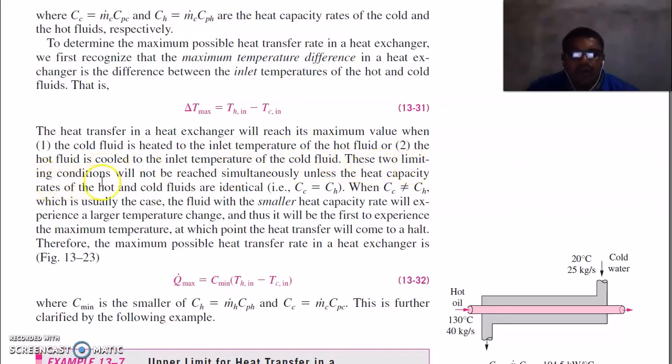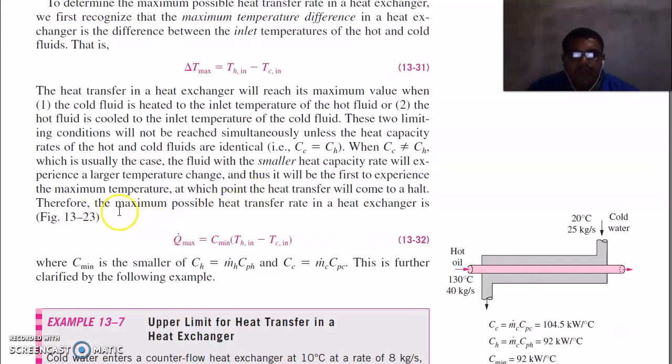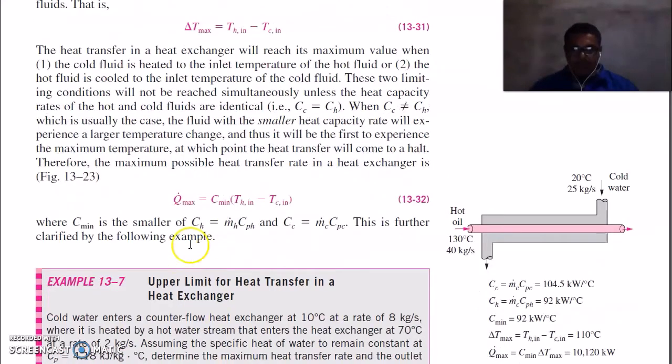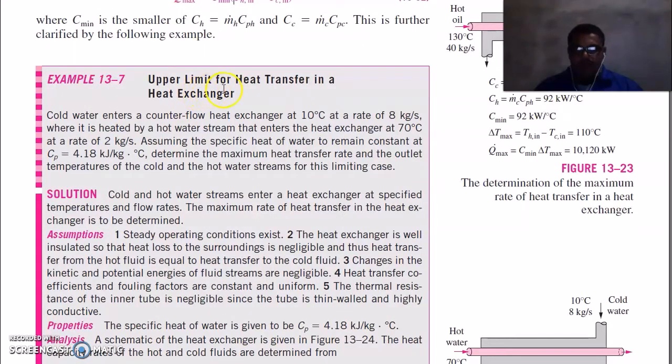These two limit conditions will not be reached simultaneously unless the heat capacity rates of hot and cold fluids are identical. Therefore, the maximum possible heat transfer rate in a heat exchanger is equal to Q maximum equals C minimum, the smaller heat capacity rate of the two fluids, times T hot in minus T cold in. Now we had taken C minimum. Why had we taken C minimum here? Now this is further clarified in the following example. It gives the upper limit for heat transfer in a heat exchanger.